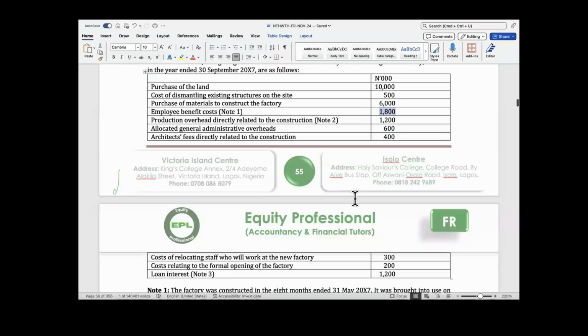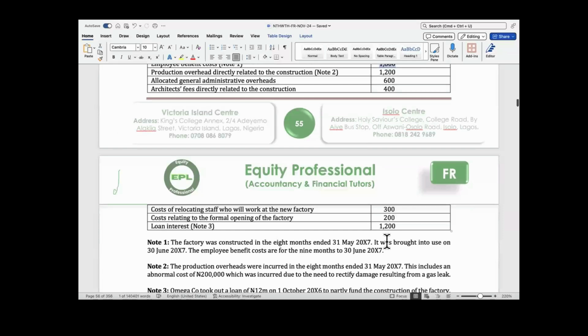So they wanted to confuse us. They said that it was brought into use in June. They don't know that we already know that the cost we capitalize is the cost that gets the asset ready, not when we start using it. So the asset was already ready in May, 8 months. This salary for 9 months, we expense 1 month of it, and the 8 months where they were actively participating in construction will be capitalized.